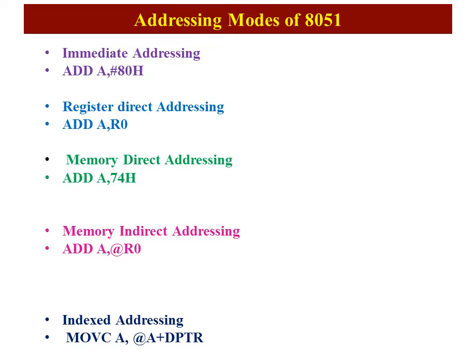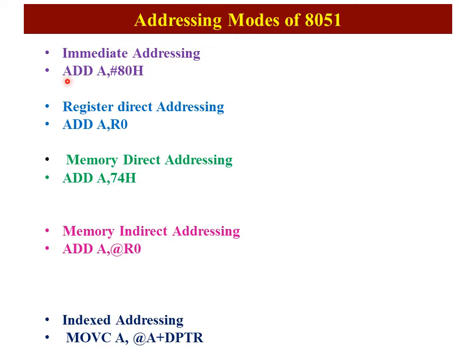The different addressing modes of the 8051 microcontroller are immediate addressing mode, register direct addressing mode, memory direct addressing mode, memory indirect addressing mode, and indexed addressing mode. Now check the first one, immediate addressing mode. The name itself says immediate: in this kind of instruction, the data is directly specified in the instruction.